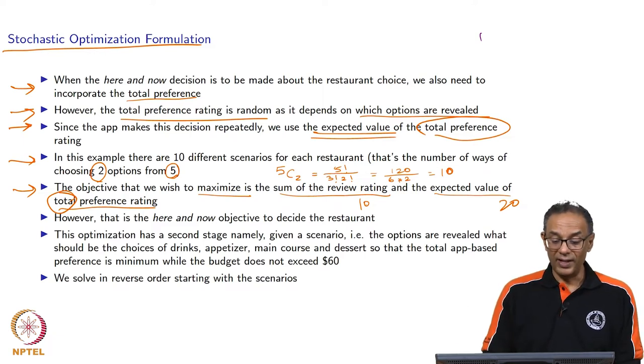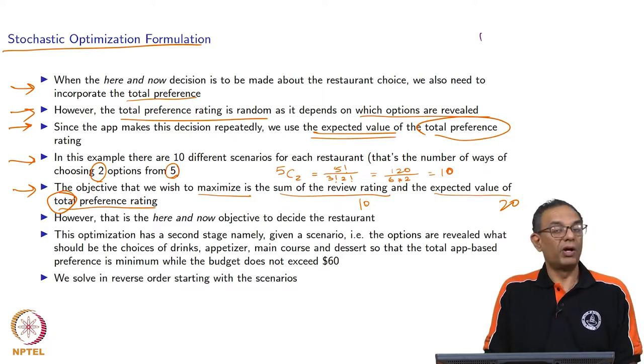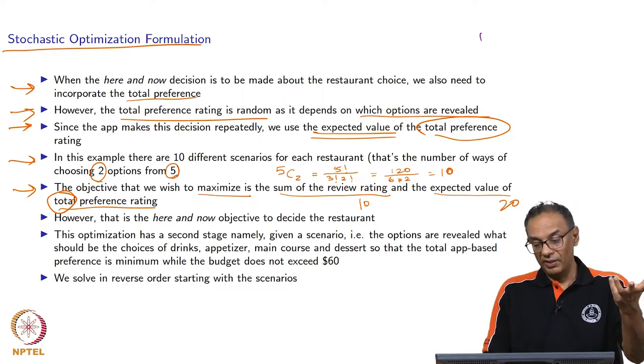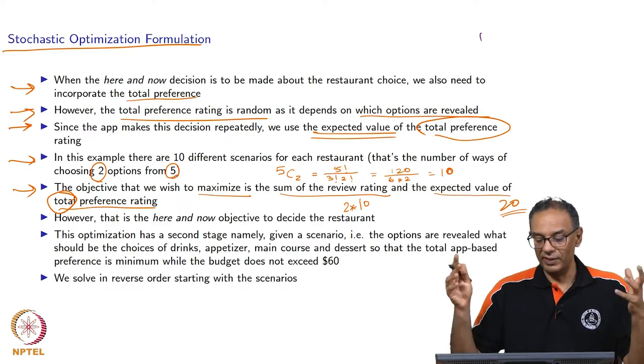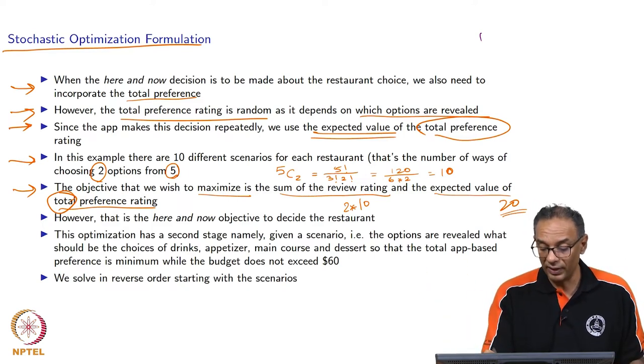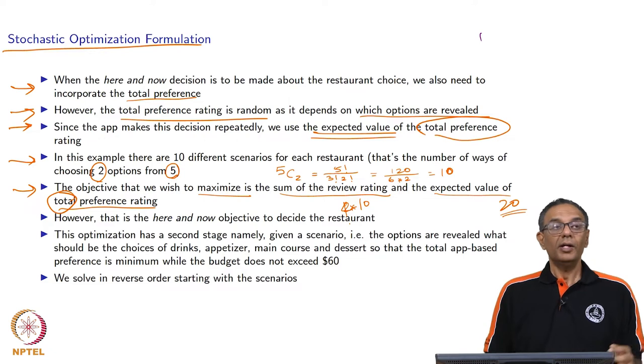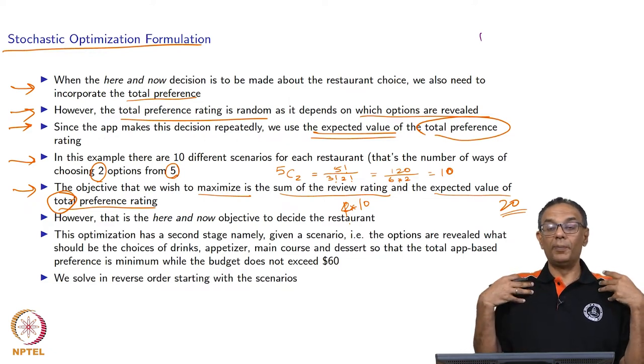Now, you could say, why should I maximize the sum of those two? I could do something different. I could possibly do 2 times this number and this 20 so that they are both equal. Or I could do 4 times this and that. So, that depends on your personal preference.